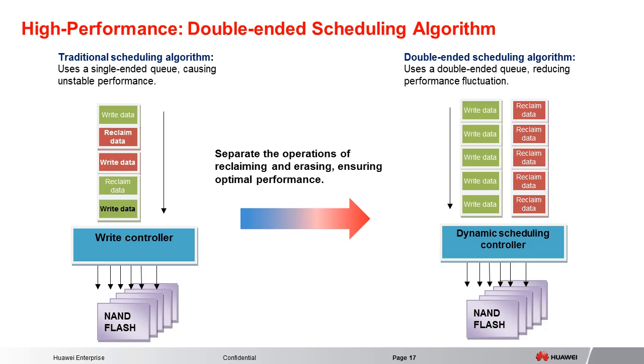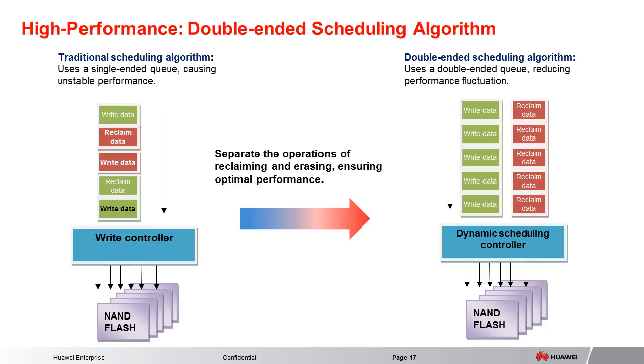So, a high performance double-ended scheduling algorithm. That is something that Huawei has implemented. By the way, one of the reasons we come with the best price performance is that we design our controllers, which I just explained in the last slide, designed and architected by Huawei with an OEM, so we can have control over our costs.